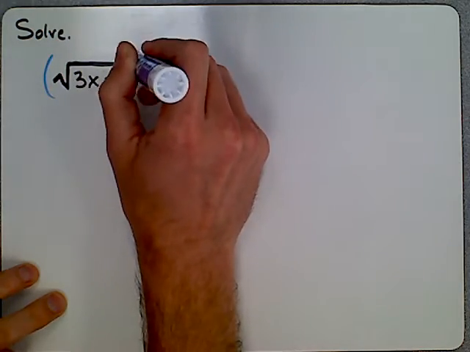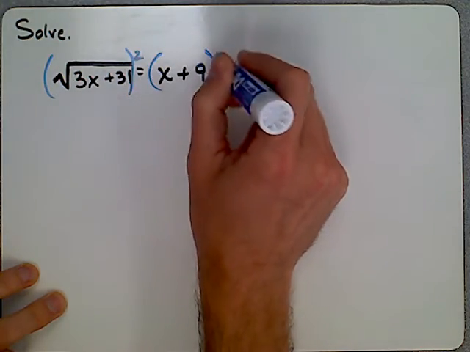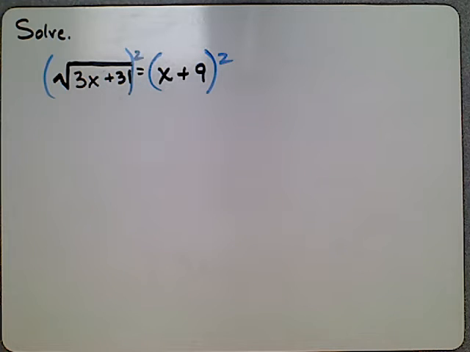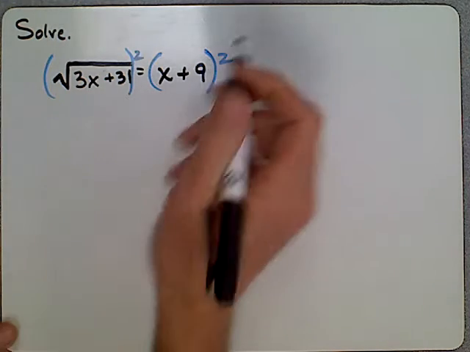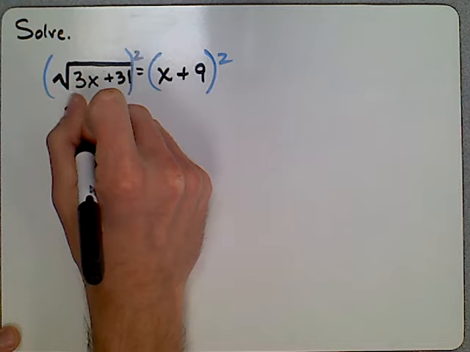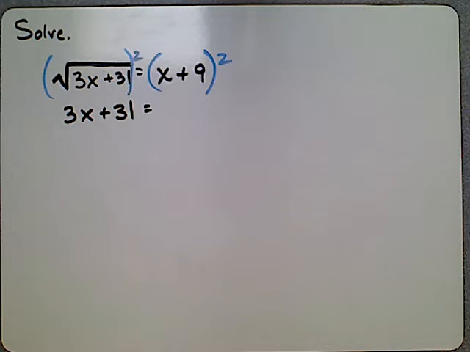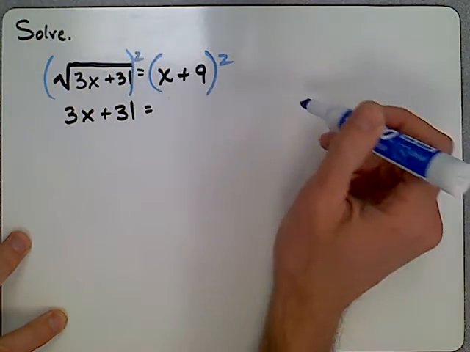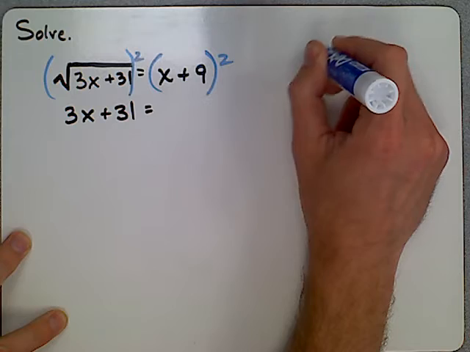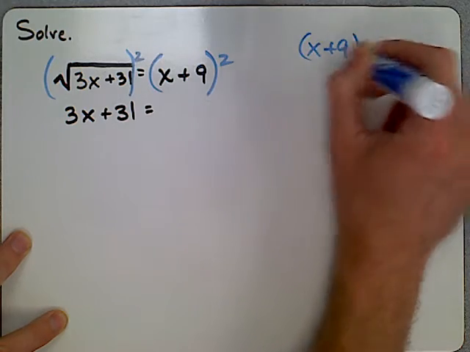We want to square this side to get rid of the radical, and because we did it on the left, we do the same thing on the right. The left side, as I mentioned before, would be 3x plus 31. Taking the square root is the opposite of squaring something. So we took the square root originally, we square it now. X plus 9 needs to be squared as well, so x plus 9 times x plus 9.